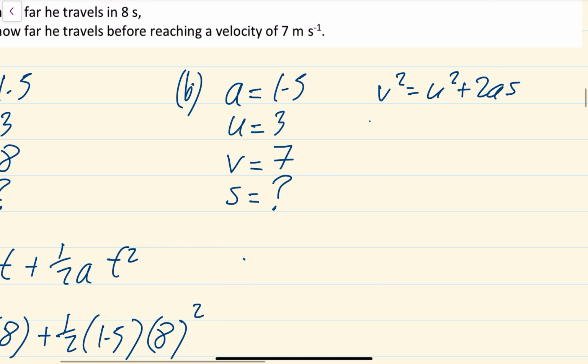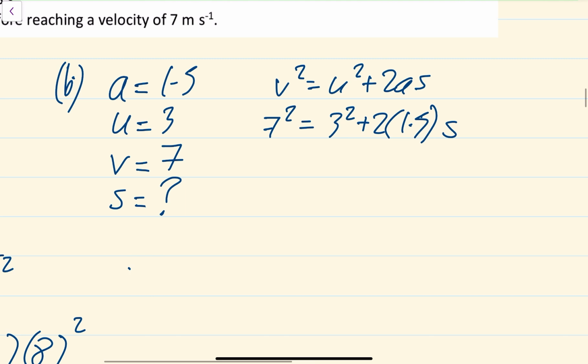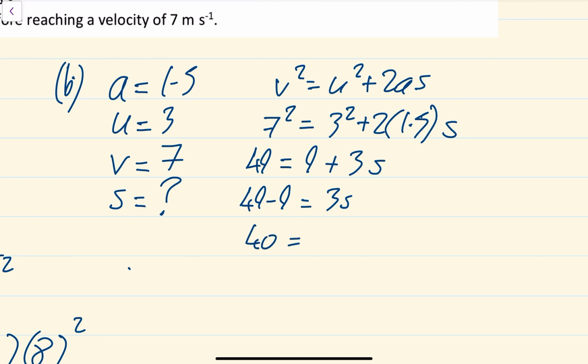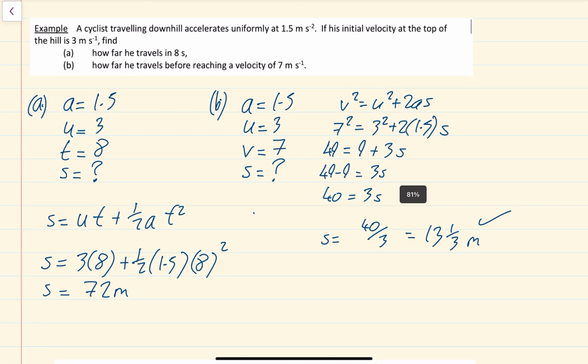So let's just fill it in. 7 squared is equal to 3 squared plus 2 times 1.5 times S. And then let's just sort that out. 7 squared is 49, 3 squared is 9, 2 times 1.5 would be 3S. Bring that 9 across. So that's going to be 40 is equal to 3S. And then your wee bit of working out, S will be 40 divided by 3, whatever that works out to be, 13 and 1/3 meters. And that's it done. So there's your first example done.